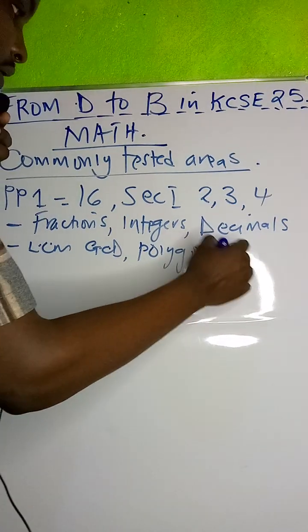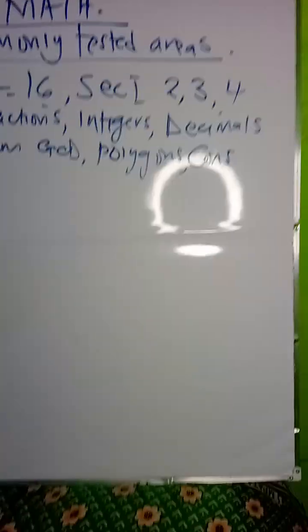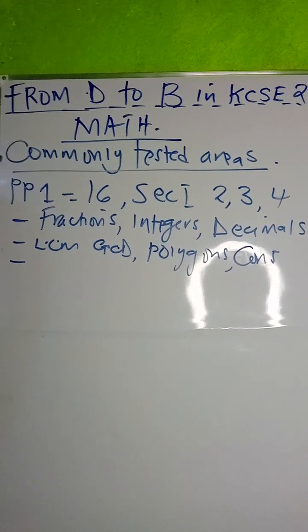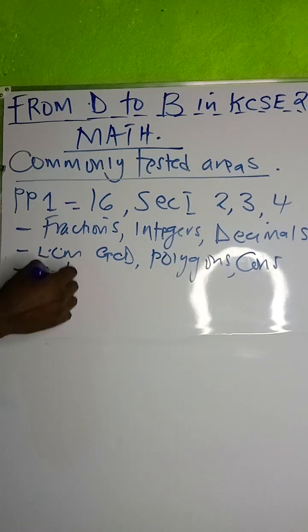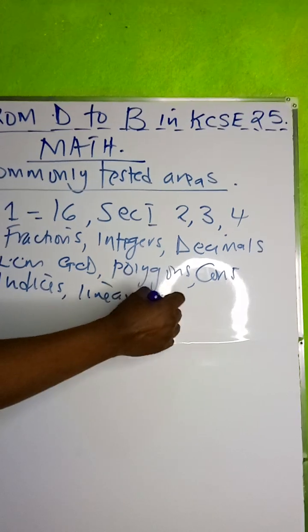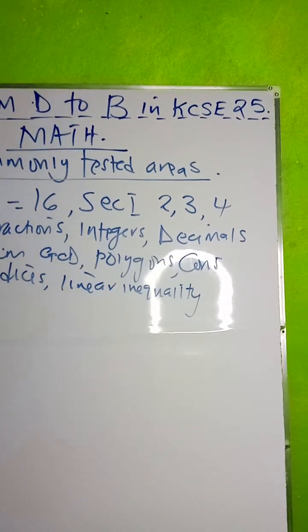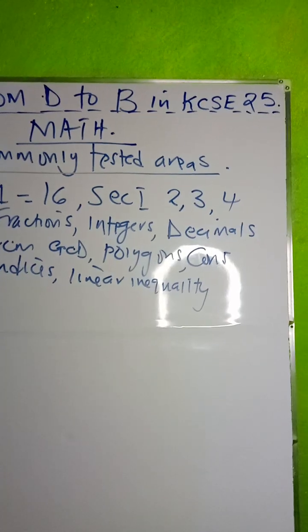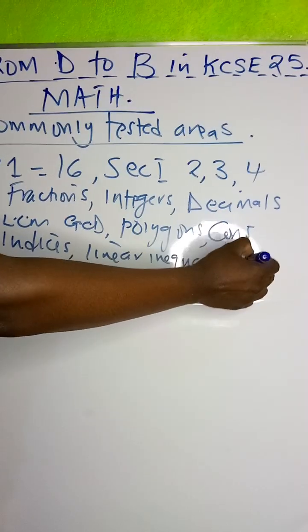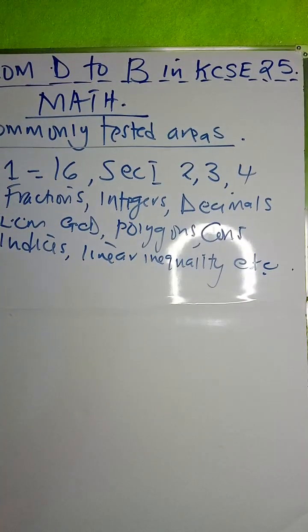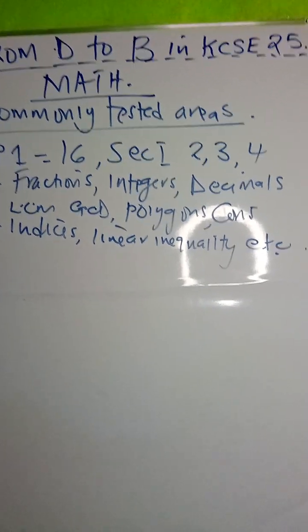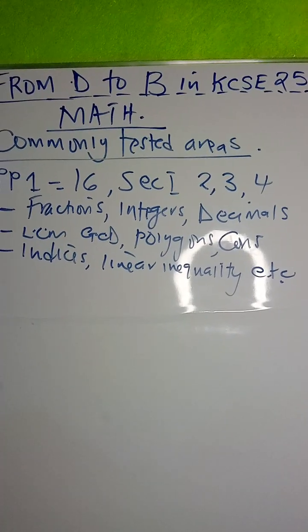We have construction using a ruler and a pair of compasses only. We also have Form 2 topics like indices, linear inequalities, equations of straight line, and all those topics, which are highly examinable. Every student must prepare in those areas by doing a lot of practice in those areas.